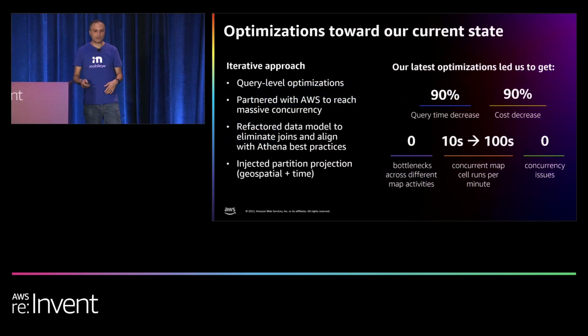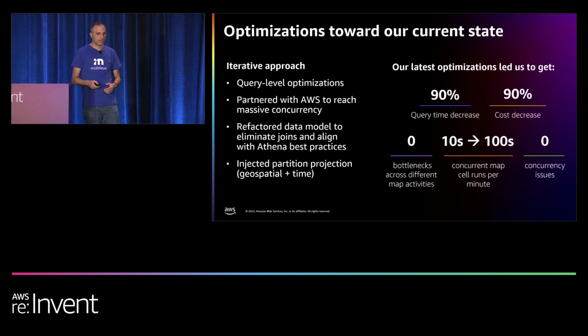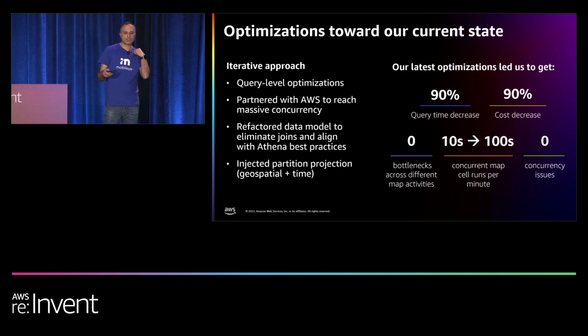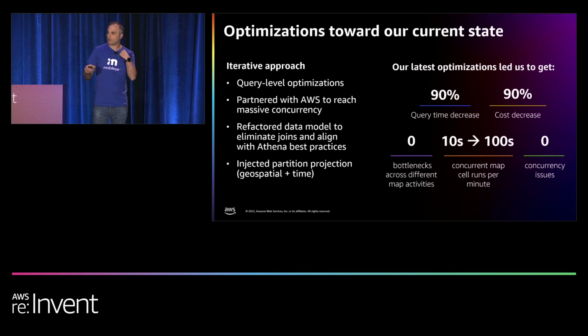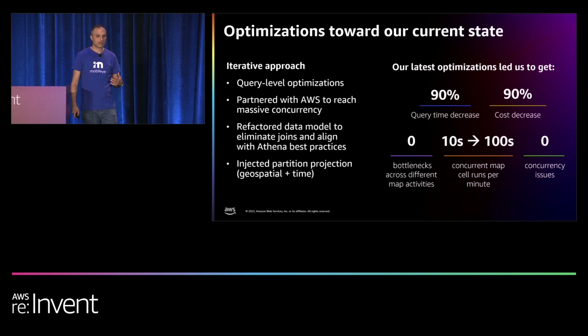This slide is all about the optimization we have done during the time we have been in production. Optimization is quite an iterative process. You are okay until something is not scaling correctly, and then you need to fix things. We did a few types of optimization. The first type was query-level optimization, where you look for better SQL statements for your queries. We also partnered with AWS to reach massive concurrency. We had to refactor our data models according to Amazon Athena best practices. And we started using new abilities of Amazon Athena when they showed up.